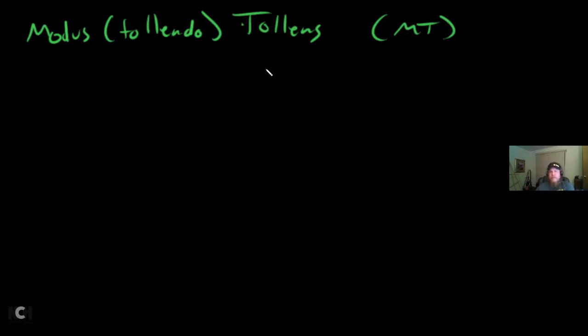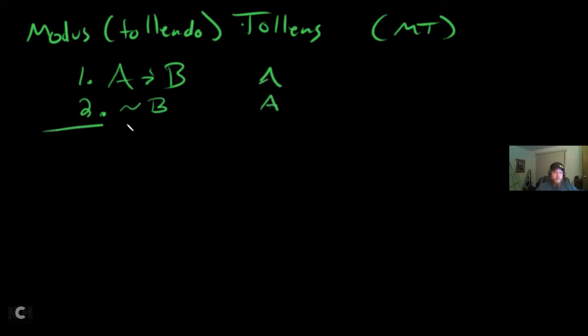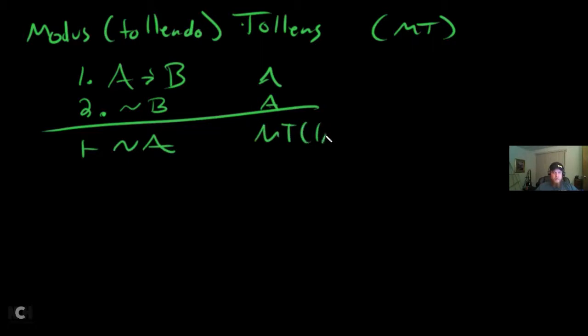So it's very similar to modus ponens, but we're going to have to do something different here. Here's the way modus tollens works. It says this: if you've got an arrow, and you've also got the contrary of the right side, if you have these two things, then you can get the contrary of the left side of the arrow. How? Modus tollens 1 and 2.